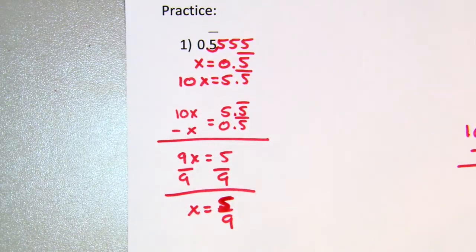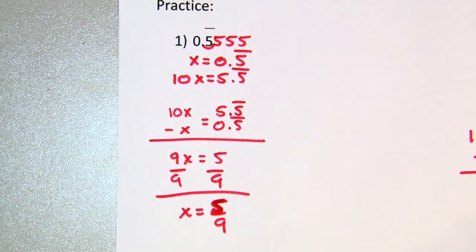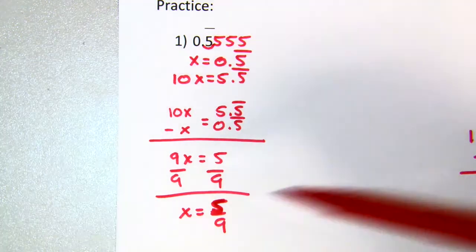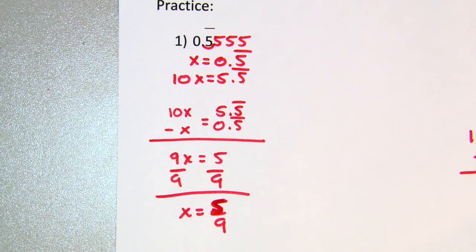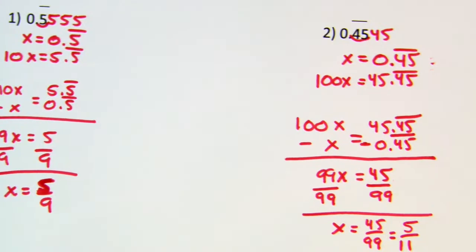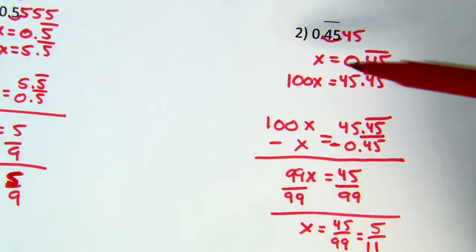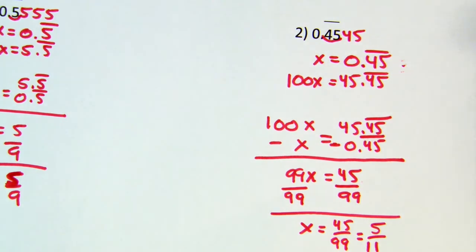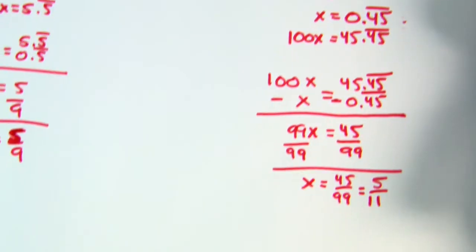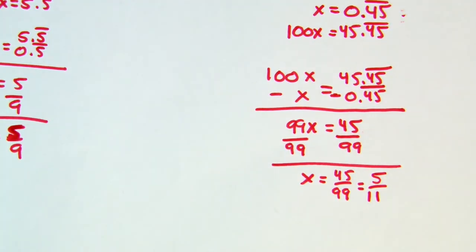For our 0.5 repeating, you should have done x and 10x, and you eventually should have gotten an answer of 5/9. If you didn't, check your steps and see if they match mine. For 0.45 repeating, alright, you should have used an x and 100x. Should have eventually got an answer of 45 over 99, which is simplified to 5/11.